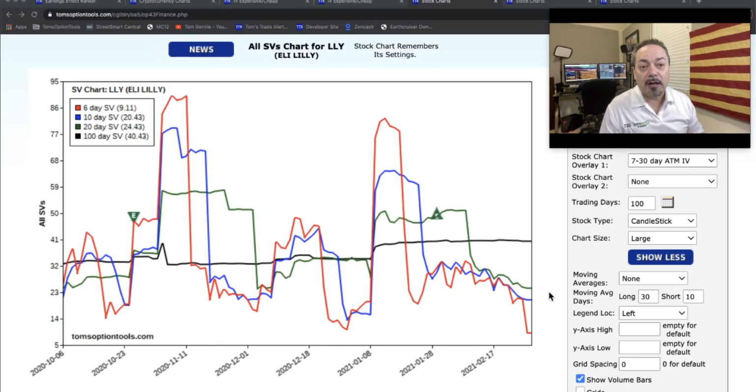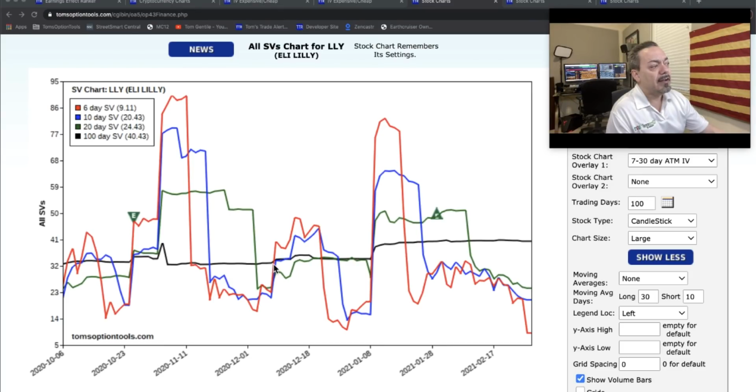Now, look at the red line. The red line represents the 6-day SV. Notice it was high back here just after election day. Then it dropped pretty hard and remained low. It popped up again after New Year's, dropped down once again, and right now it's sitting at its low, the lowest it's been in the last 100 days. Now, we look at the 6-day over the 100-day. Look at the 100-day. Remember, this is 100 days.